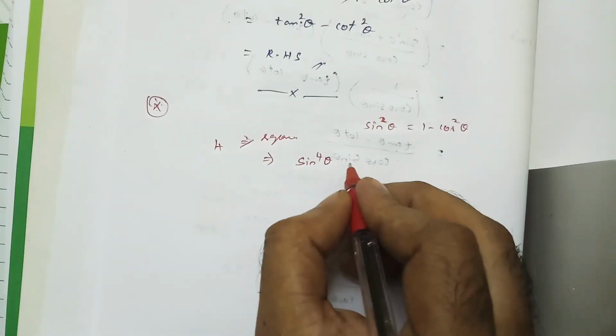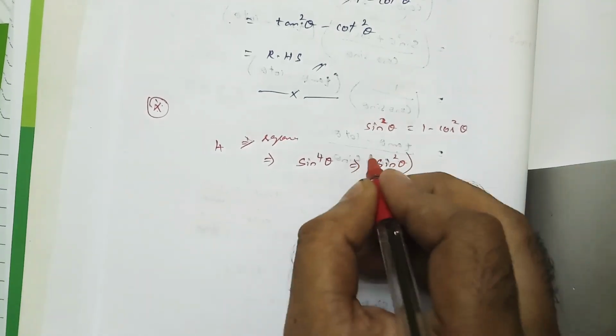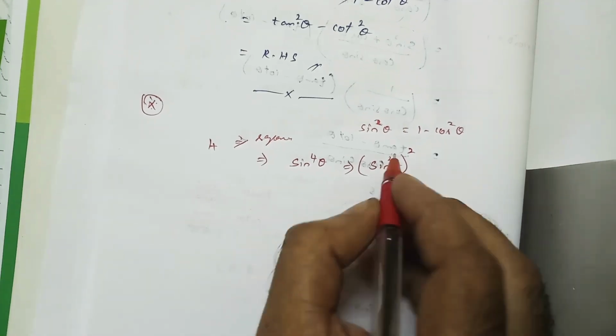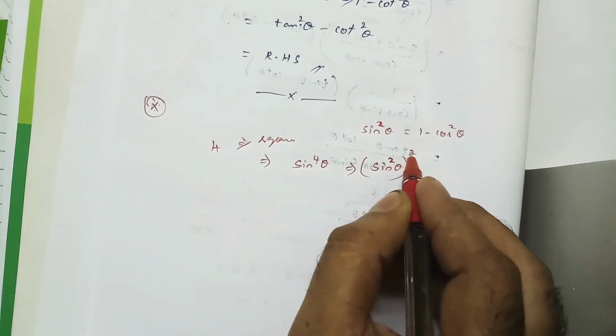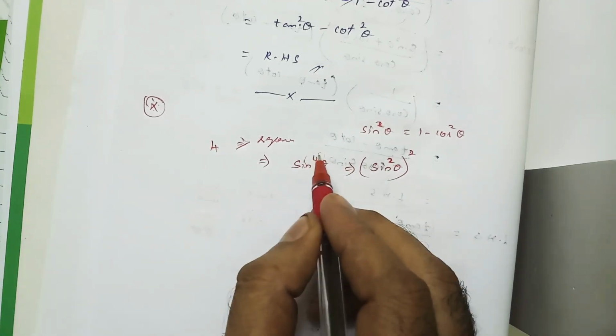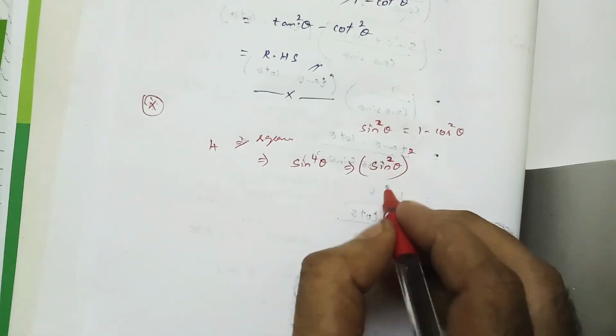Sin power 4 theta is something but sin square theta the whole square. Power to the power, so 2 into 2, 4, then it will become sin power 4 theta, right? So I am just writing this power 4 in terms of 2 into 2, sin square theta the whole square. How will it be? A square, right?